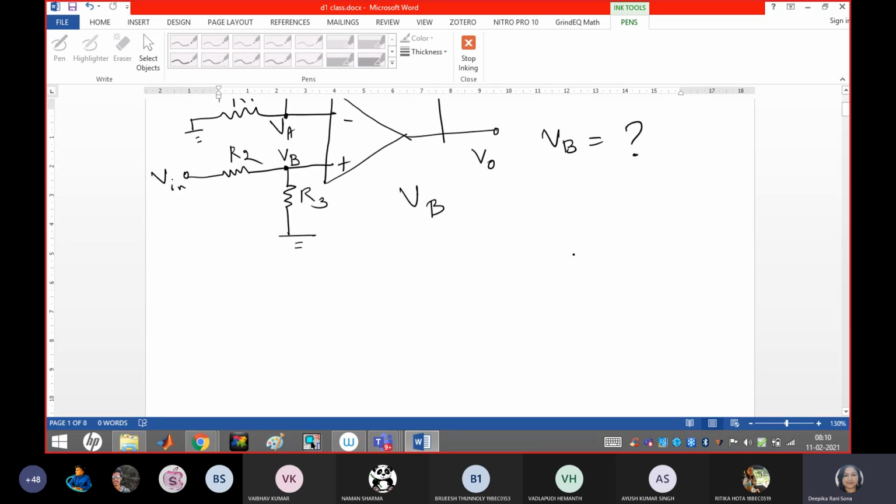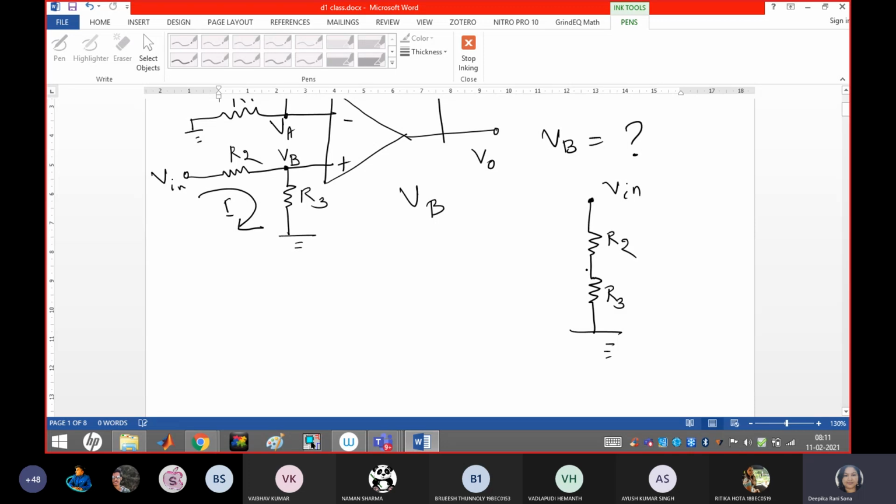Just have a look. If you see the VB configuration, in this branch only, the current I flows across the entire terminal. So how do we solve for VB? Always remember, we have to use the potential divider rule or voltage divider rule to solve the intermediate voltage. So suppose here is your Vin, right? The nodal structure is drawn like this. This is what?